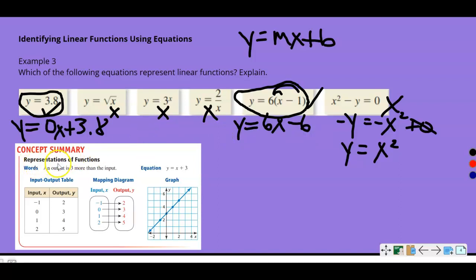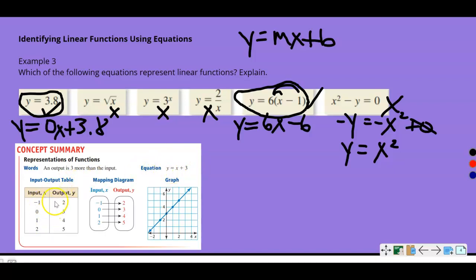All right, concept summary, representations of functions. So different representations of functions. You can have functions in words, and output is 3 more than the input. 3 more than the input would be a constant rate of change, so that represents a linear function. Y equals x plus 3. Again, this is increasing by 3 each time, so that one would represent a linear function.